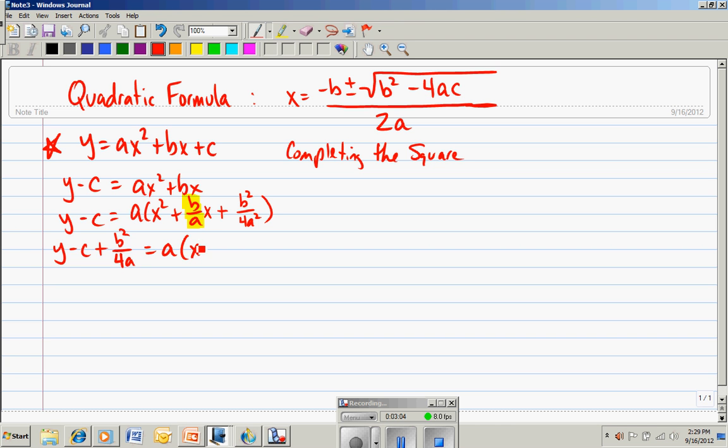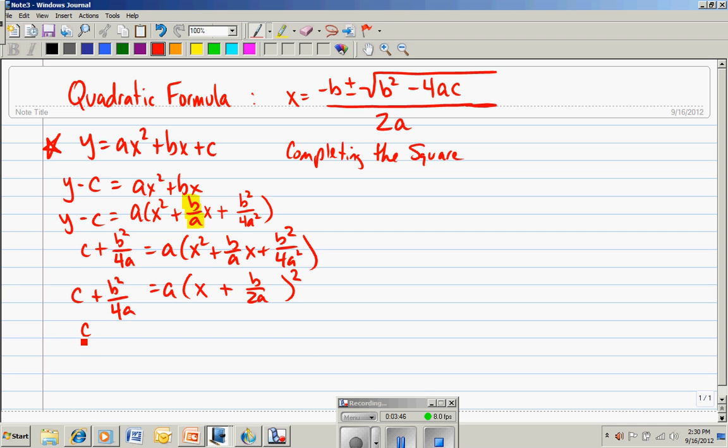And this is x squared plus b over a x plus b squared over 4a squared. Now, we said we use the quadratic formula to find roots, x-intercepts, zeros. So really I can eliminate the y value here because the y value on the x-intercept is 0. So what we want to do here is solve for x. Now, we completed the square, so we actually have a perfect square here. And that perfect square is x plus b over 2a. So that's helpful.